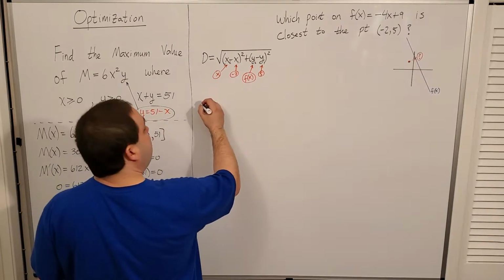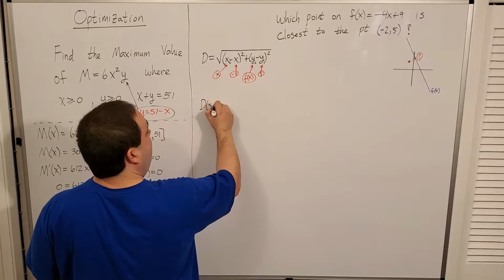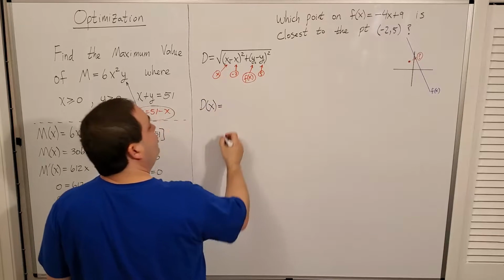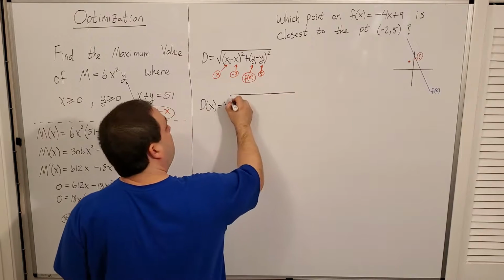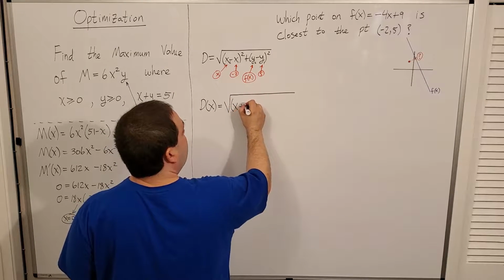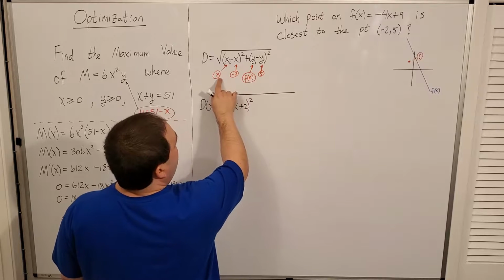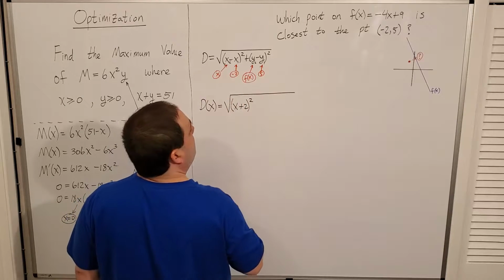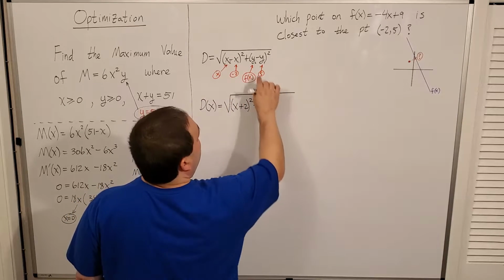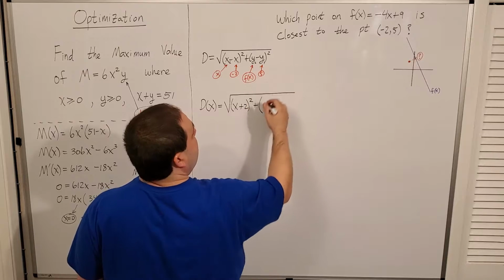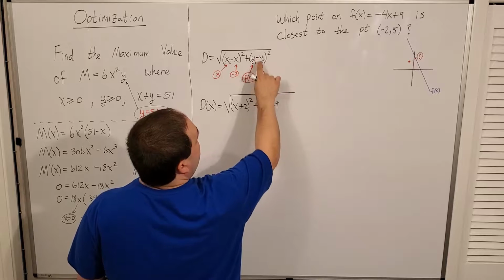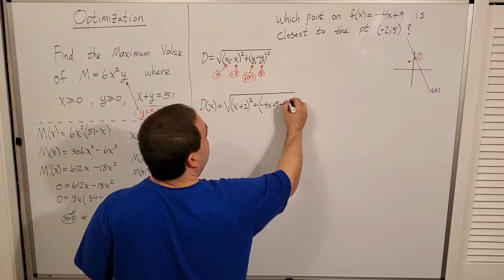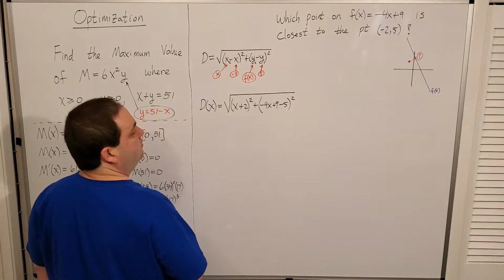So my distance function d of x is equal to the square root of x plus 2, quantity squared, right? X minus negative 2, plus the function, negative 4x plus 9 minus 5, squared.